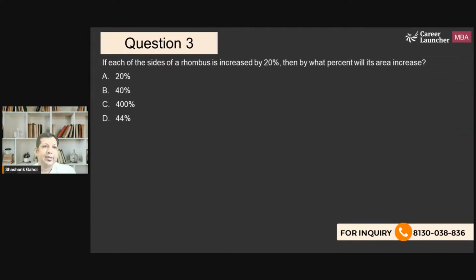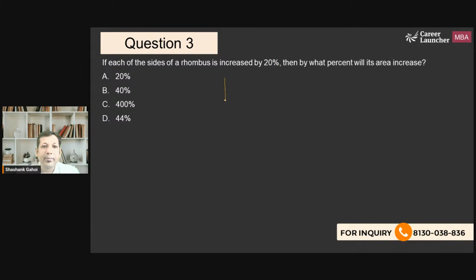What does it say? It says that if each of the sides of a rhombus is increased by 20%, then by what percent does the area increase? Okay, let's talk about a square. A square is a rhombus, yes. So each side of the rhombus is increased by 20%. Fair enough. So if each side is increased by 20%, what is going to happen?